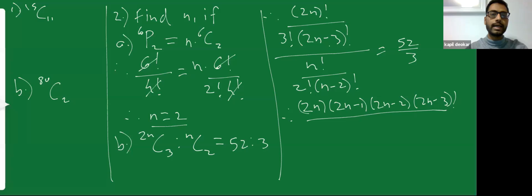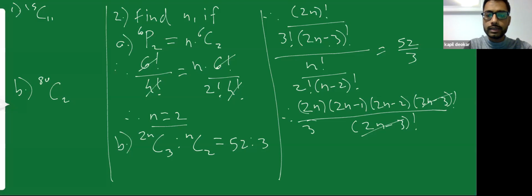What is 10 factorial? 10 factorial is 10 into 9 into 8 into 7. We keep on reducing by 1. So if I want to reduce 2n, it will be 2n, then 2n minus 1, then 2n minus 2, 2n minus 3. So I can keep on reducing, but I'll reduce till 2n minus 3 factorial. Why? Because in denominator I have 2n minus 3 factorial, and I can cancel this out.